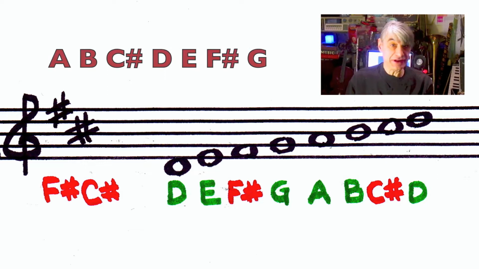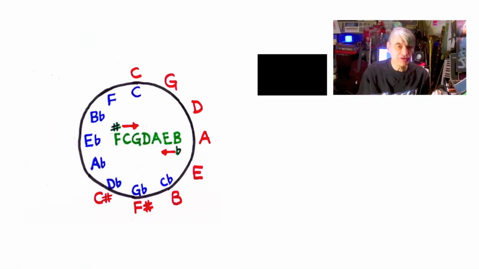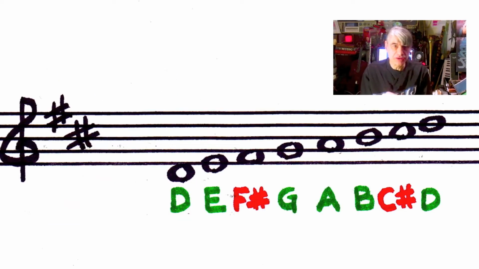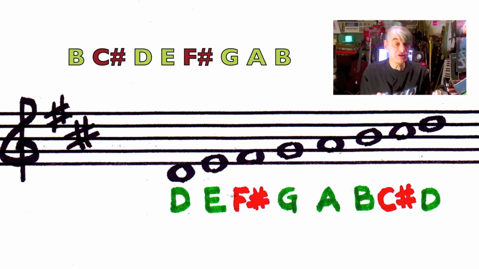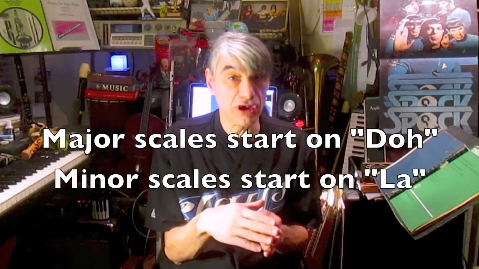So the notes in this key are A, B, C sharp, D, E, F sharp, and G. If we compare that to the circle of fifths, we see that the key that has 2 sharps is D major. So if we put them in order starting on D, the notes of this key, if it's a major key, would be D, E, F sharp, G, A, B, C sharp, and D. This key signature could also represent B minor, which would be the relative minor of D major, the key that starts on the la of D.